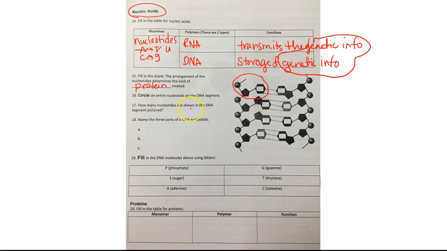And then how many nucleotides are shown in the DNA segment pictured? So we have 1, 2, 3, 4, 5, 6, 7, 8. And the 3 parts are the phosphate group, which is right here, and then we have the 5-carbon sugar, and our last one is the nitrogen base.